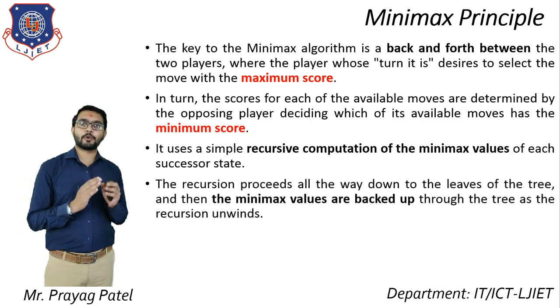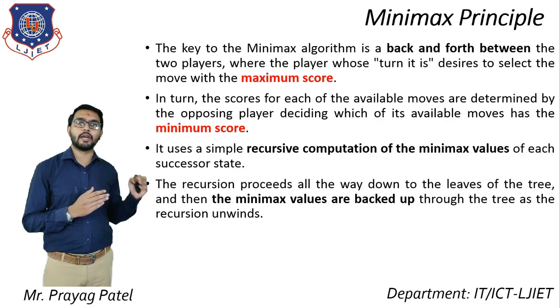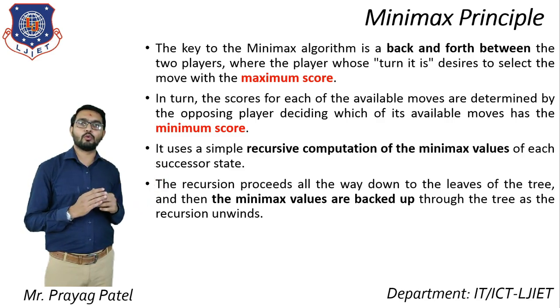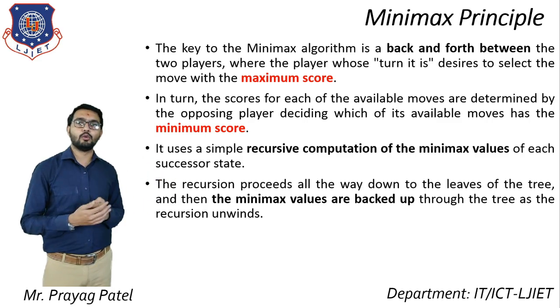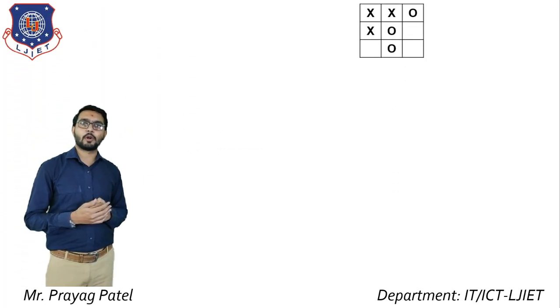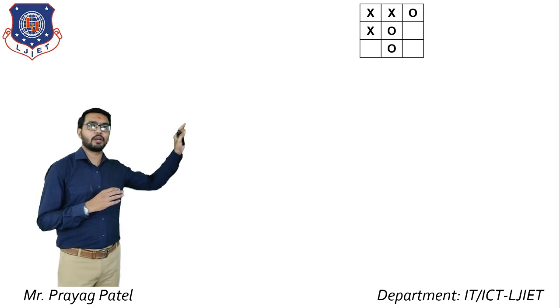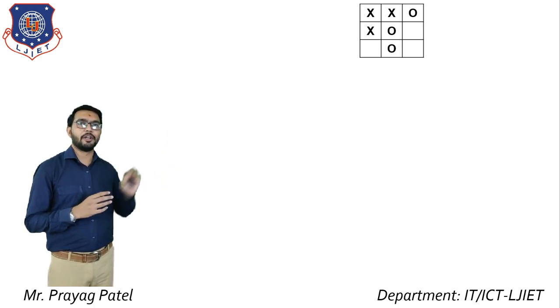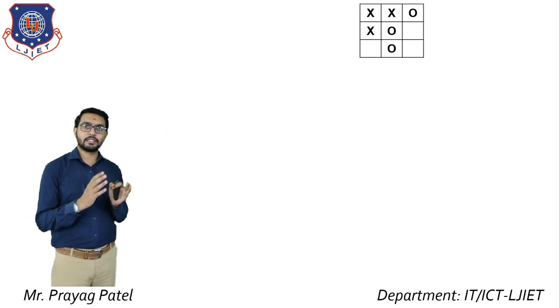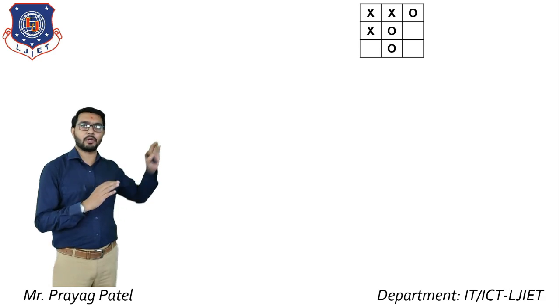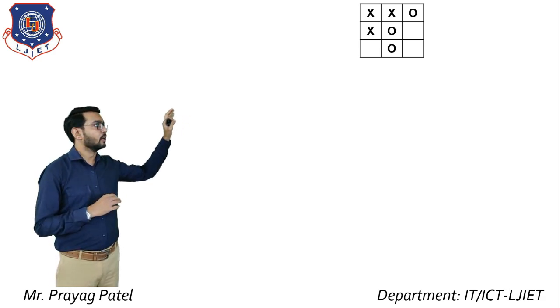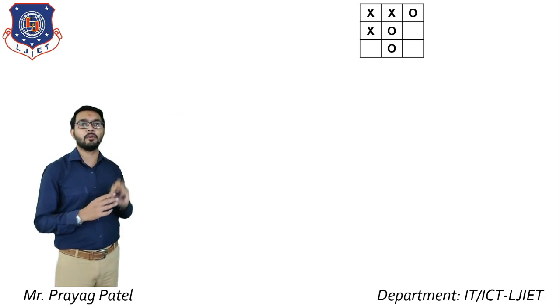Now the recurrence process goes through all the ways down to the leaves of the tree, and then the minimax values are backed up through the tree as the recurrence value. So here consider this problem. Initially, for example, consider this is your intermediate state, because initially you start from the initial state, but for understanding purposes we consider this as your intermediate state.